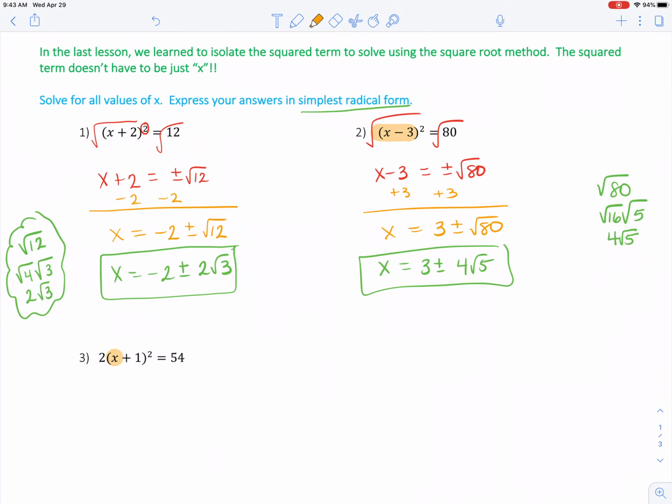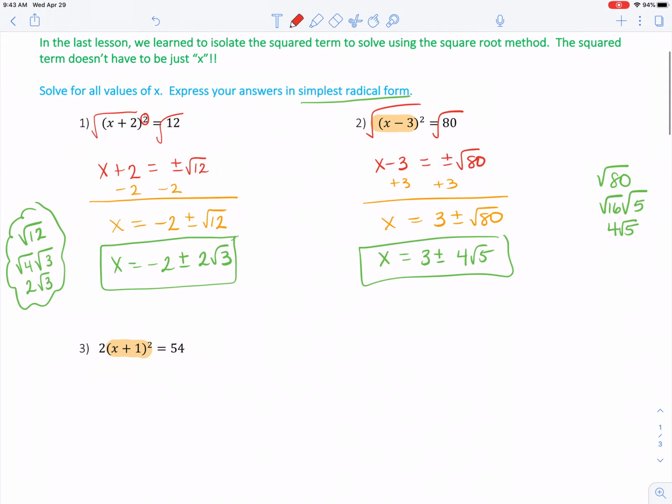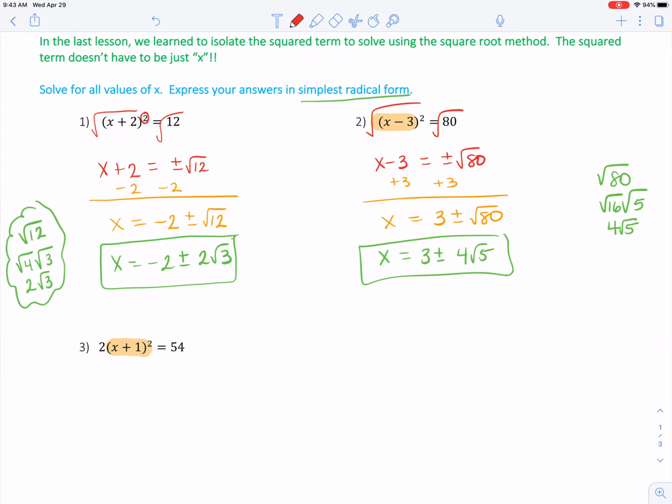Okay, do you notice what's different about number 3? Number 3 has a binomial squared again. However, it's not by itself. There's that 2 in front. So what are we going to need to do first, boys and girls? Divide both sides by 2. Now I'm going to have that binomial squared by itself, and on the right-hand side, 54 divided by 2 gives me 27. Now, everything after this is exactly like number 1 and 2.